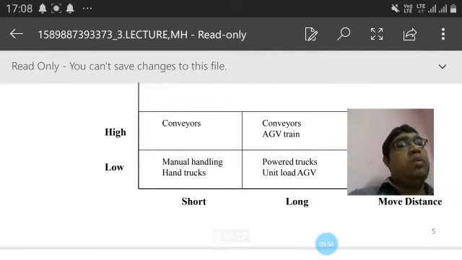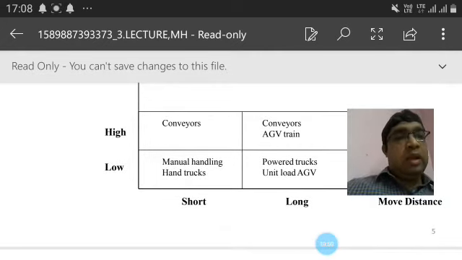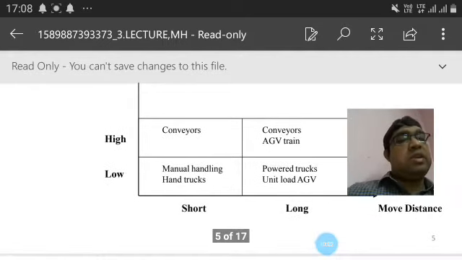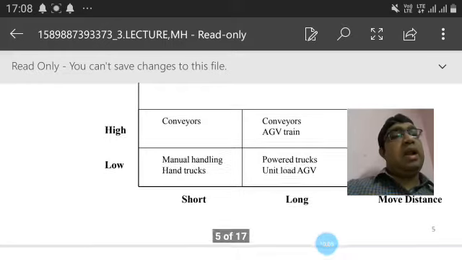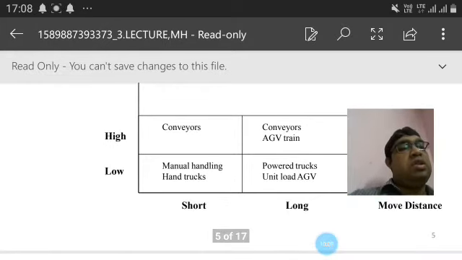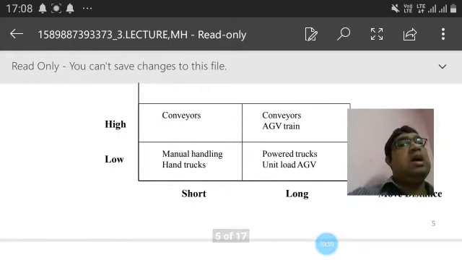But when done manually, one person transfers only one packet. With the manual handling hand trucks, two persons put in the effort, and they transfer 10 to 15 packets of material very easily.